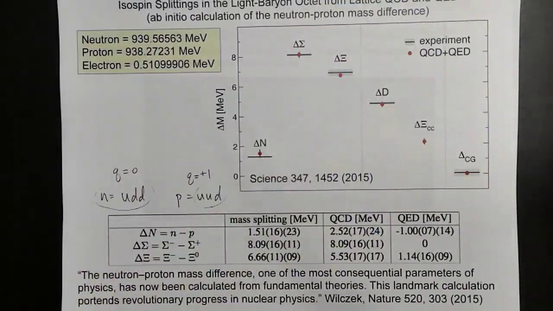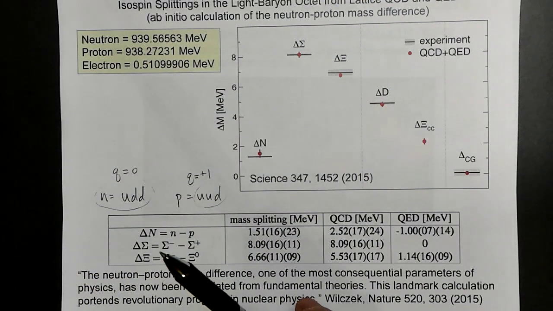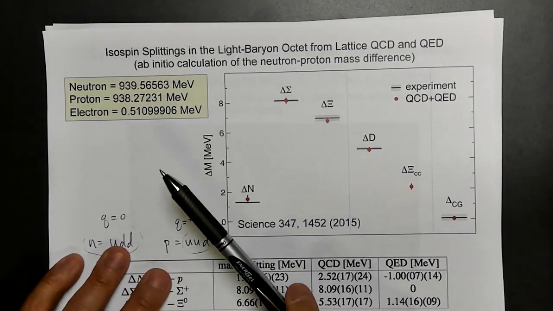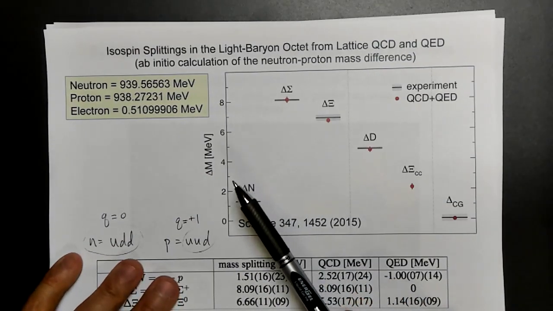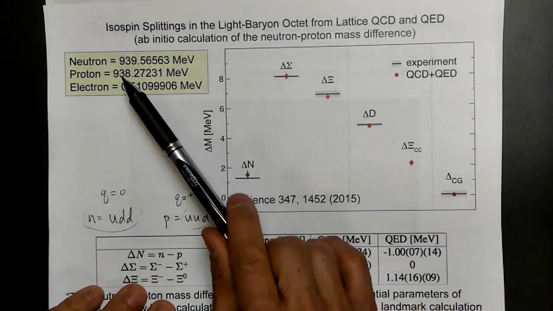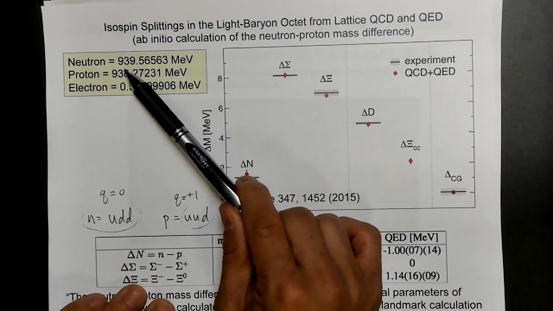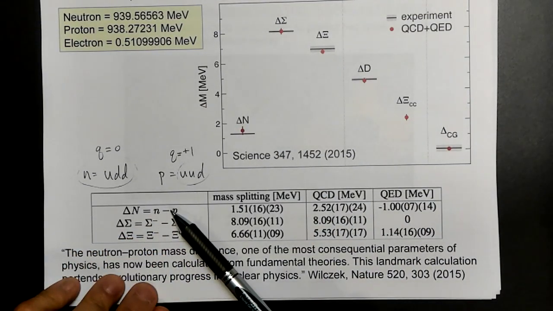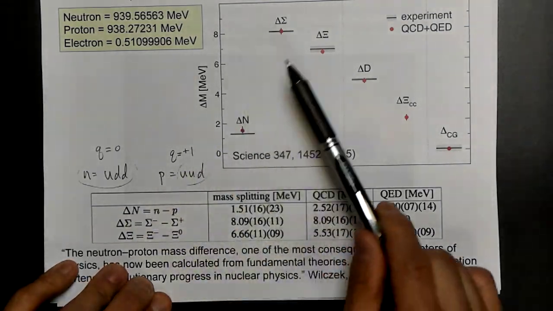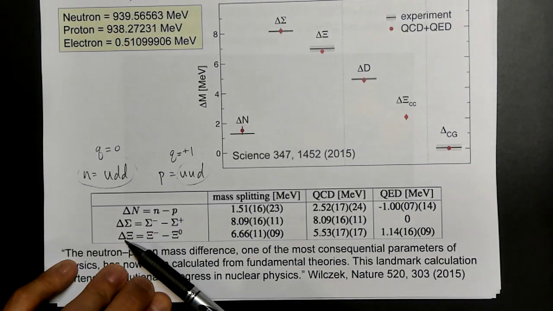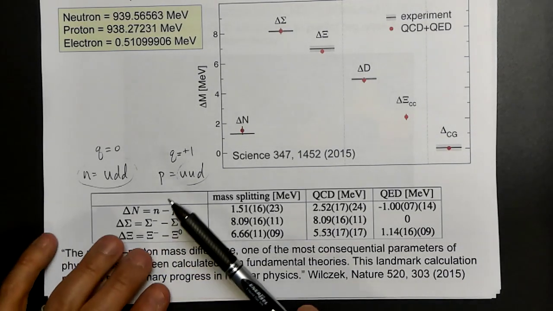The same BMW collaboration also, a few years later, made a calculation of the splittings in the masses of different hadrons within a given isospin multiplet, like, for example, the neutron-proton mass difference. Okay, so that's here delta N, which is the neutron mass minus the proton mass. And we also have the splittings for the sigmas, sigma minus minus sigma plus, and the Xi, or the cascade particles, Xi minus minus Xi 0.